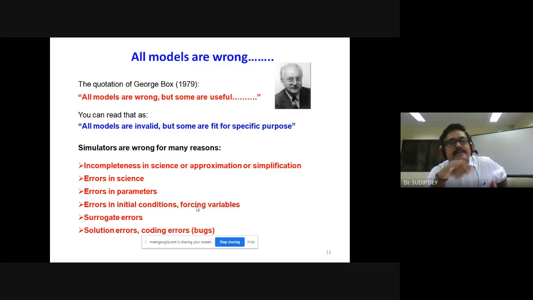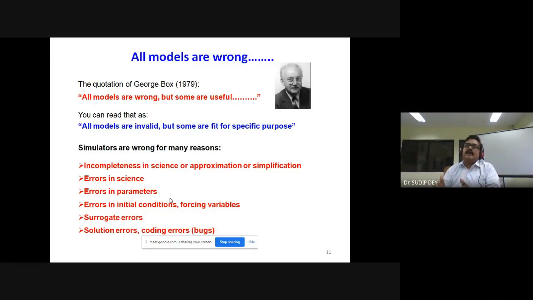So that science is also incomplete. There may be error in science. There may be error in the parameter itself, some initial conditions or the forcing variables. Now, there is another point we call the surrogates. Surrogate errors arise because we are actually trying to frame exactly the same model compared to the real one.